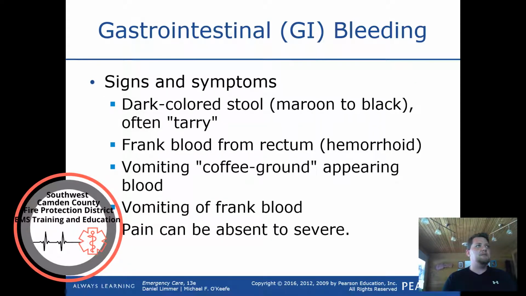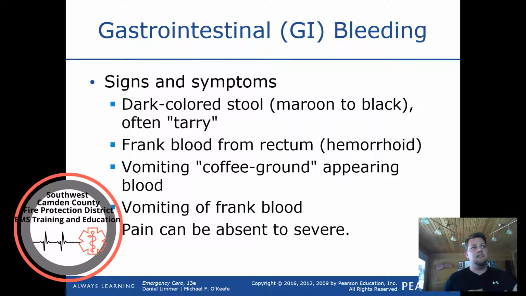So, signs and symptoms of GI bleeding. You've got dark colored stool, maroon to black and often tarry. Frank blood from the rectum. That bright red blood from the rectum is usually a hemorrhoid. Vomiting of coffee ground appearing blood, or vomiting of frank, bright red blood. Pain can be absent to severe.